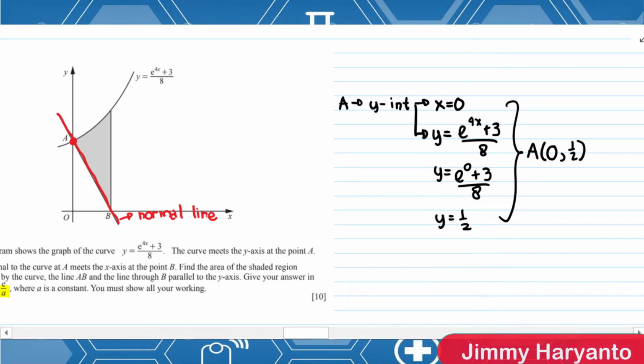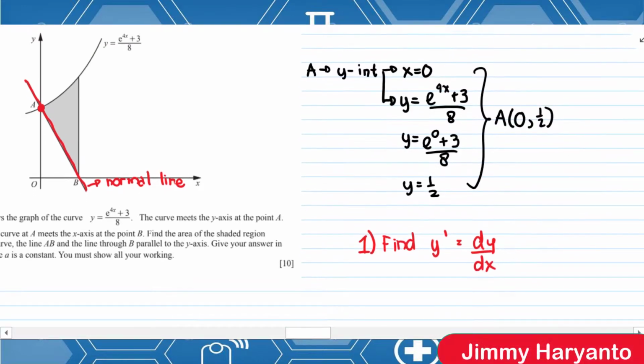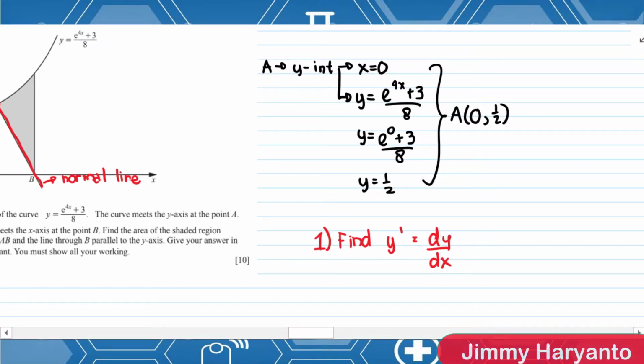After that, find the normal line. To find the normal line, there are several steps for you to follow. The first one is to find the gradient, dy over dx, from e to the power of 4x plus 3 over 8.